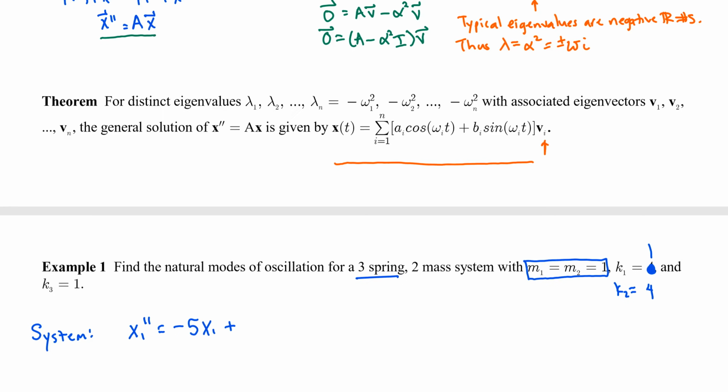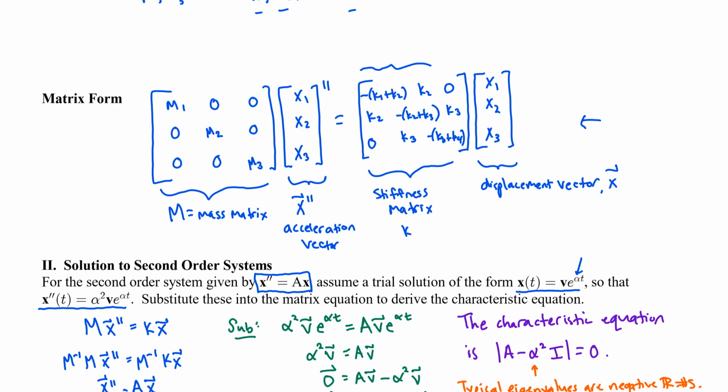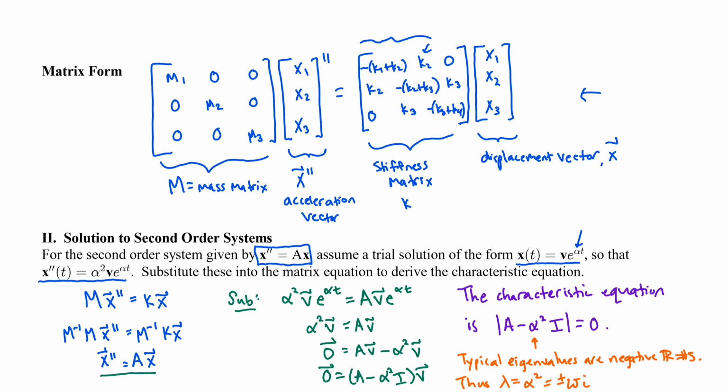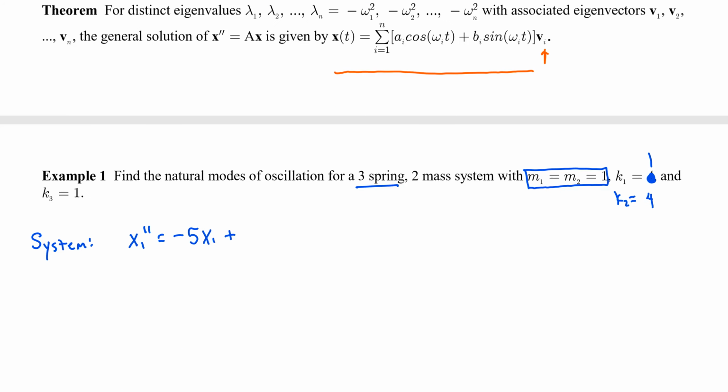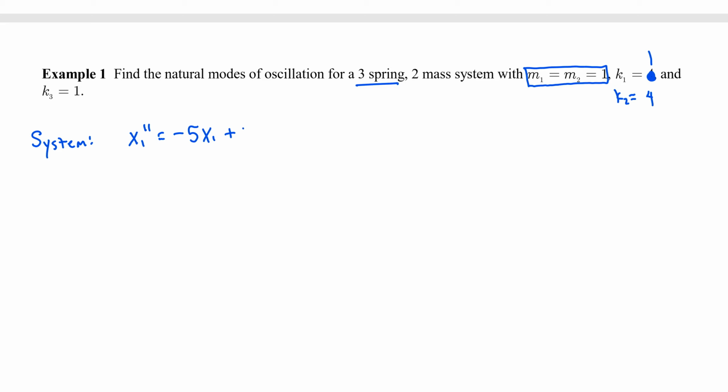Okay, let's look at the second entry in our stiffness matrix. Second entry here is K sub 2. So for our particular problem, K sub 2 is 4, so we get 4 times x sub 2.